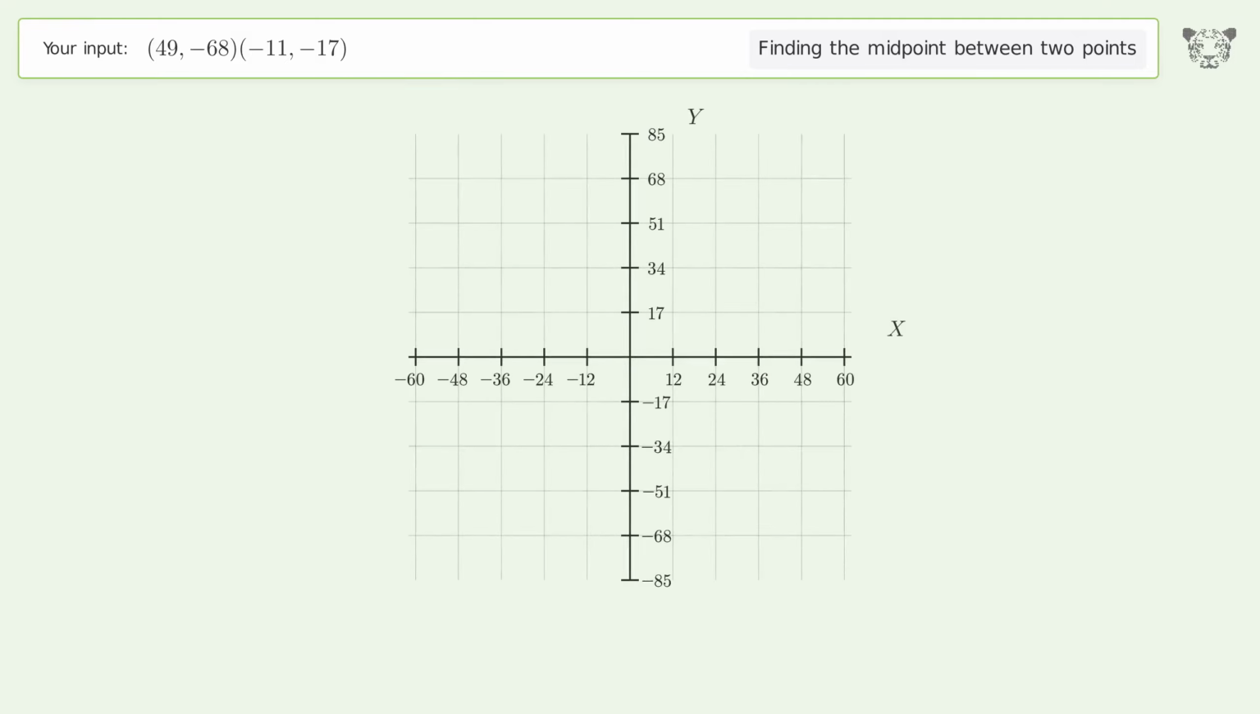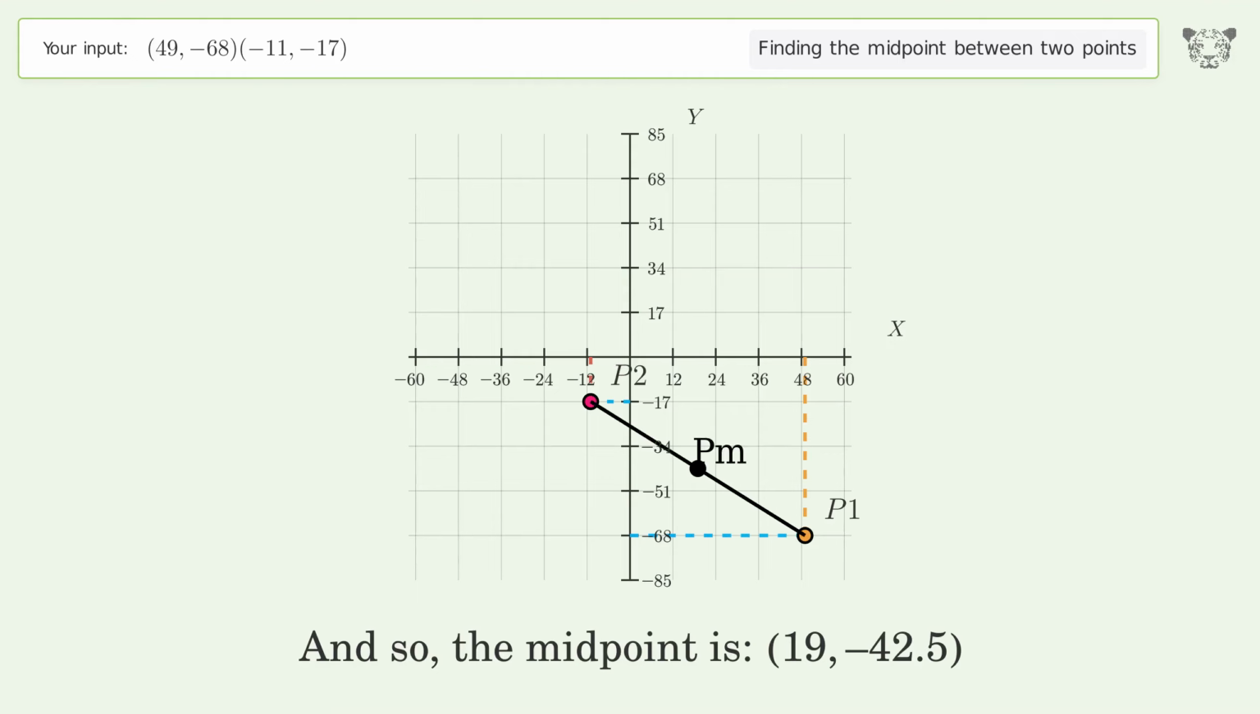And so, the midpoint is 19, negative 42.5.